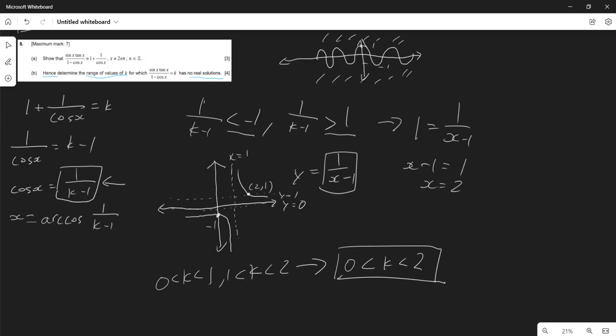That gives us the conditions for the inequality. And that inequality we got from the domain of cosine x, which is the function. And so we know the range of values for k for which this whole equation has no real solutions. This was not a very easy question, but if you just take your time, then you will be able to arrive at the solution. I hope this was clear, and thanks for watching.